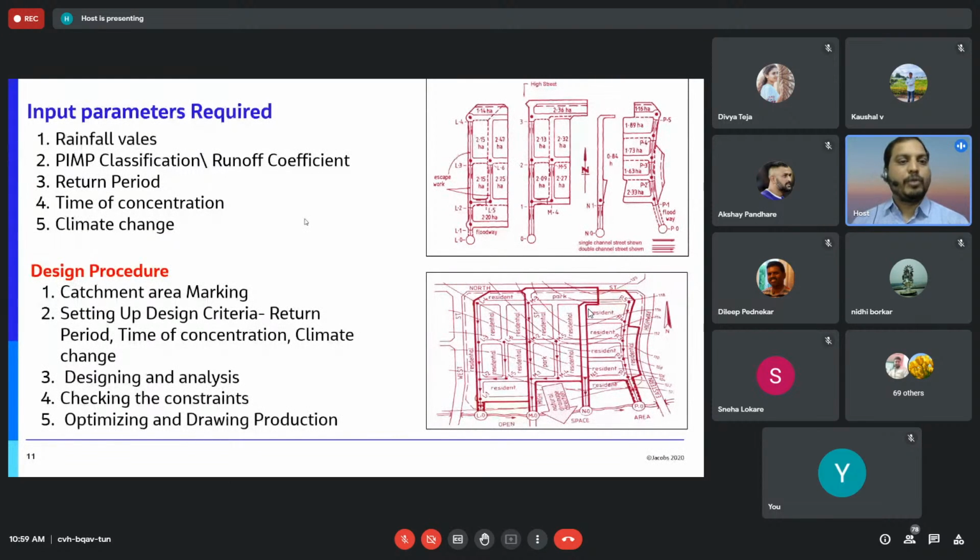So we need to produce our drawings with respect to that. The site people will understand our levels, understand our designs, and they can properly execute the design and drawings which we are doing in the office.